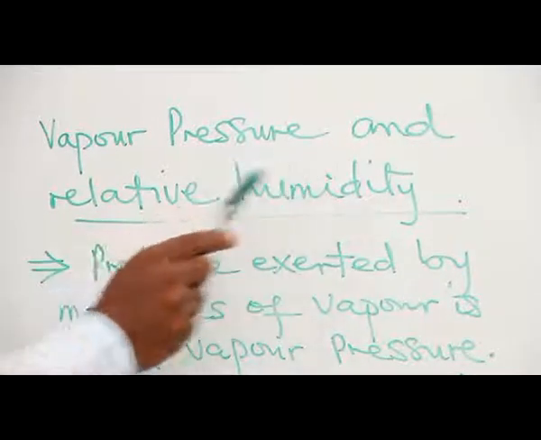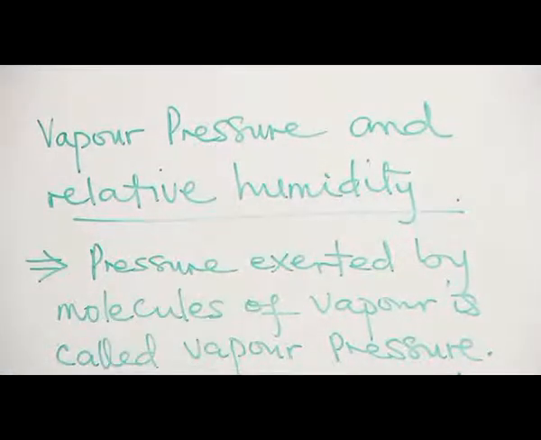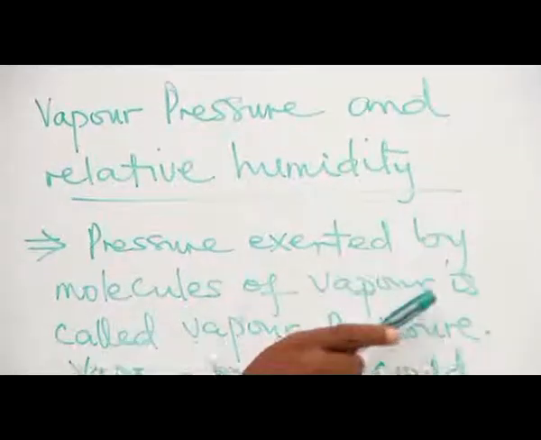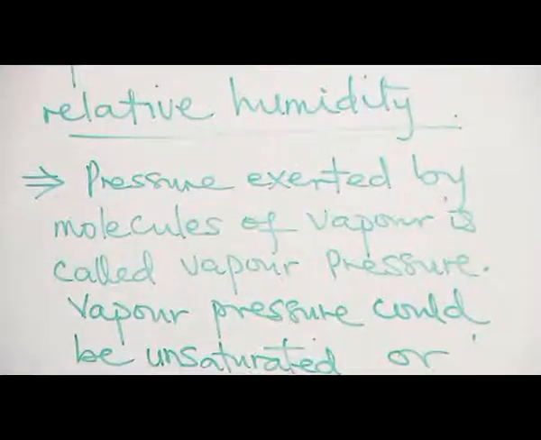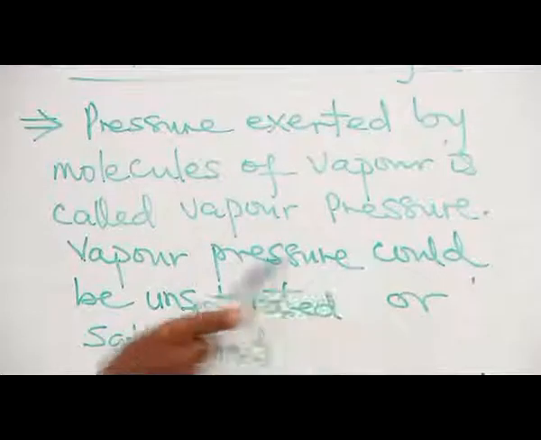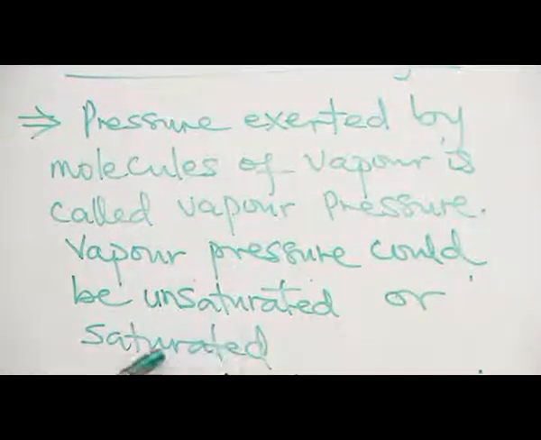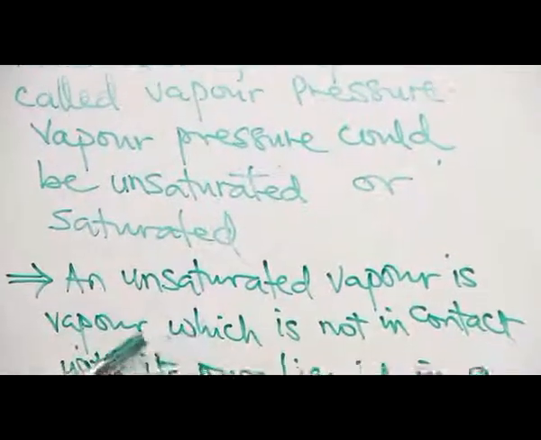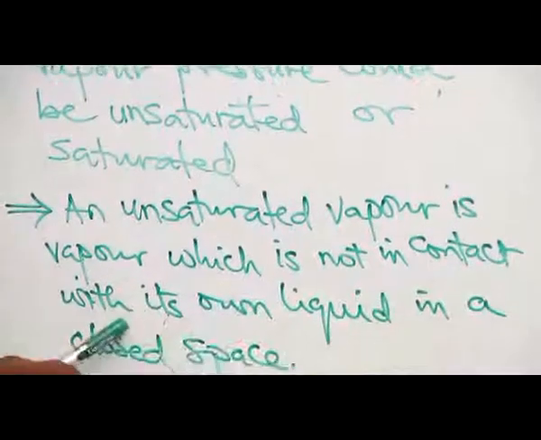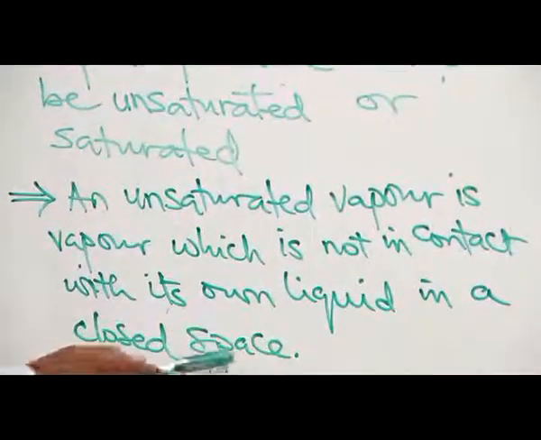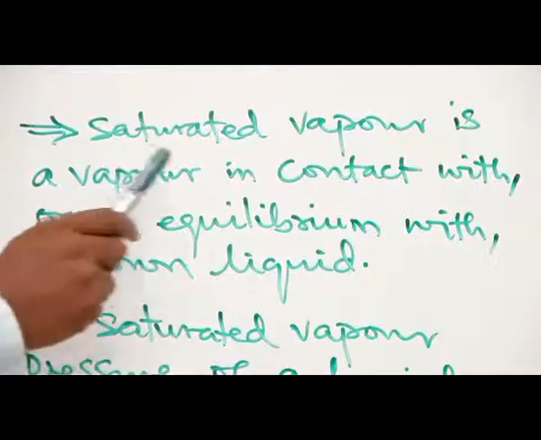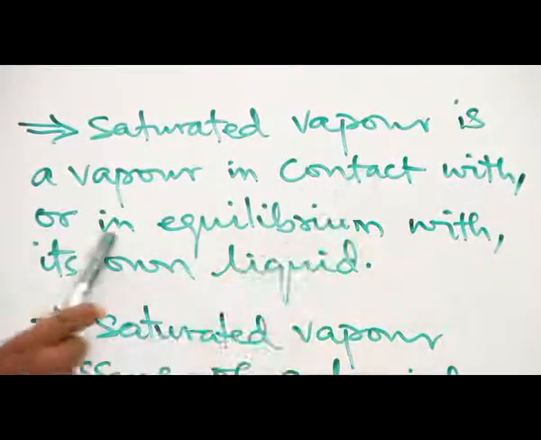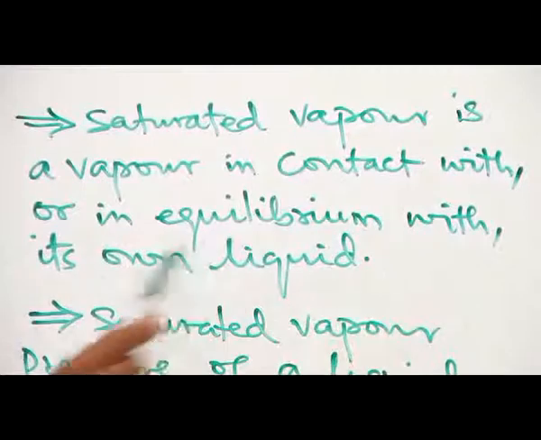Vapor pressure and relative humidity. Pressure exerted by molecules of vapor is called vapor pressure. Vapor pressure could be unsaturated or saturated. An unsaturated vapor is vapor which is not in contact with its own liquid in a closed space. Saturated vapor is a vapor in contact with, or in equilibrium with, its own liquid.